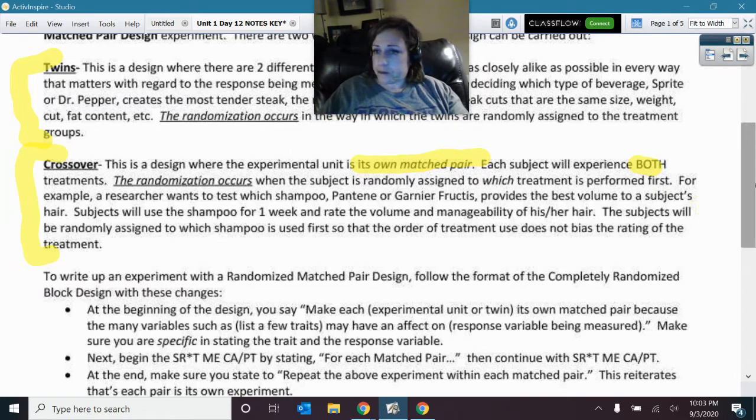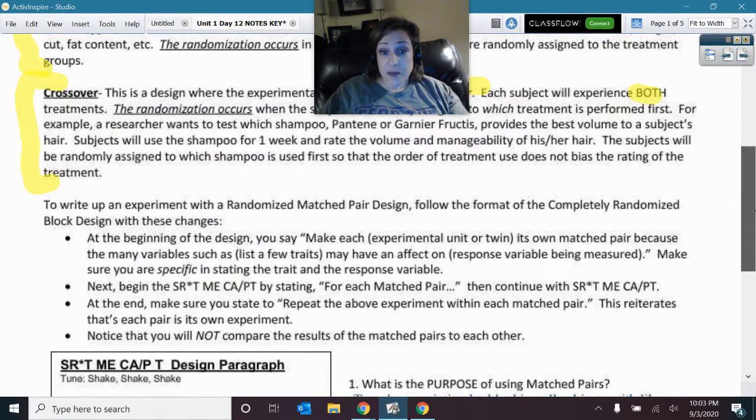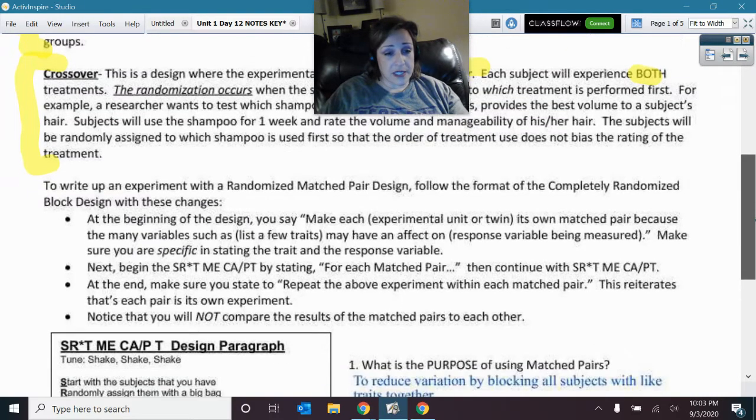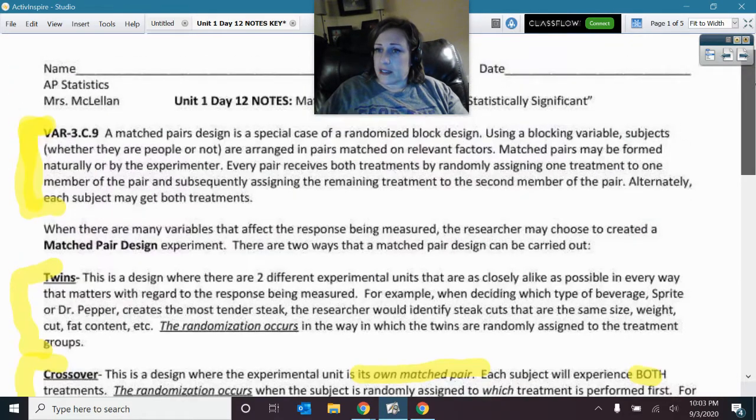All right, here we go. So let's write up these matched pairs and see how they are different. And so let's take a look at it. Let me get this thing here.